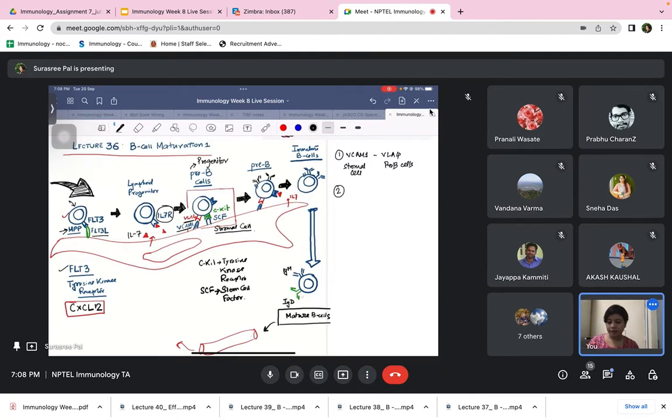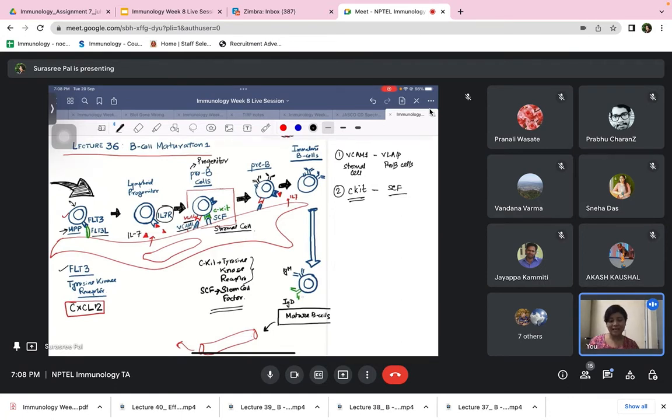Okay, that is c-KIT and SCF. c-KIT is the tyrosine kinase receptor. c-KIT is again another tyrosine kinase receptor. Okay, and what is SCF? SCF is stem cell factor.